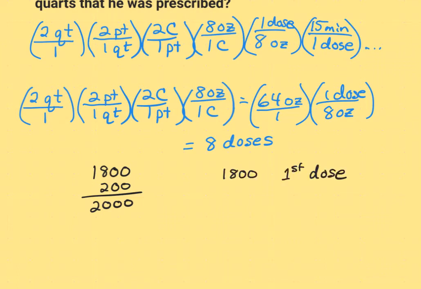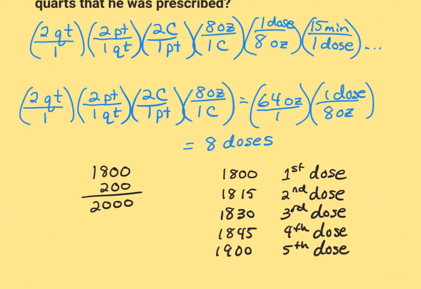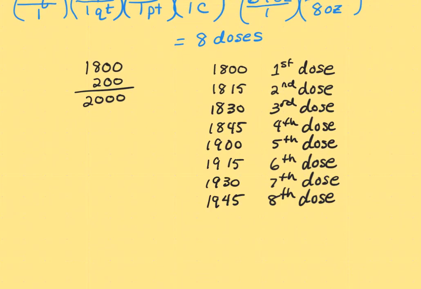At 1800 hours, he takes the first dose. At 1815, he takes the second dose. At 1830, he takes the third dose. And he keeps going and going until he takes the 8th dose. Oh, but wait a minute. This says he's taking the 8th dose at 1945, not at 2000 hours.